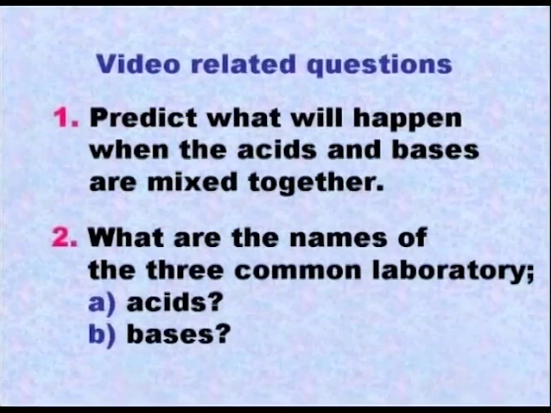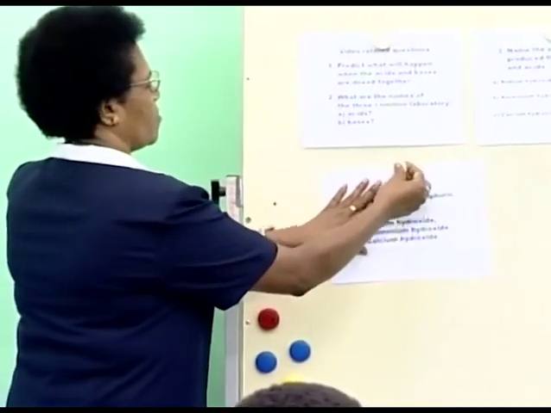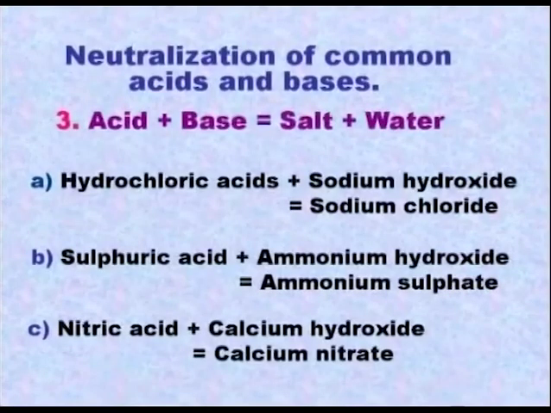Okay, the second one is bases. Three bases, common laboratory bases. Anybody who's able to give us the three? Diane? Sodium hydroxide, ammonium hydroxide, and calcium hydroxide. Very good, thank you. So you should have these answers. Receiving students, you should have hydrochloric acid, nitric, and sulfuric. Bases, Diane has given us all of them correctly.